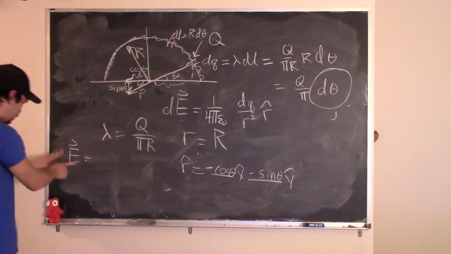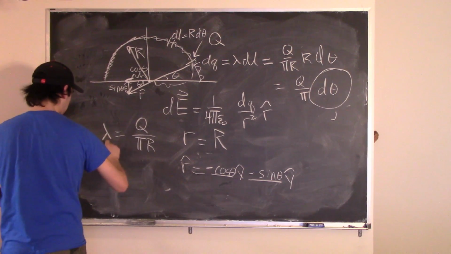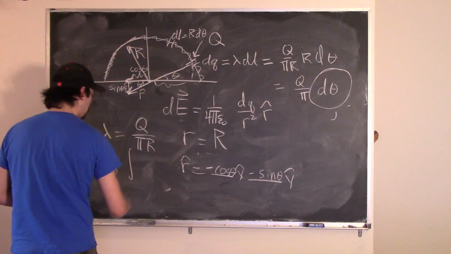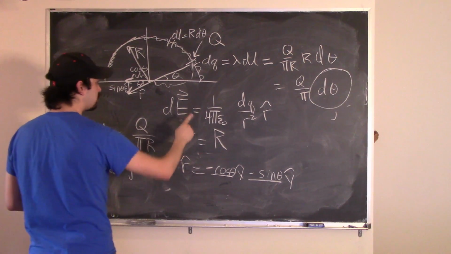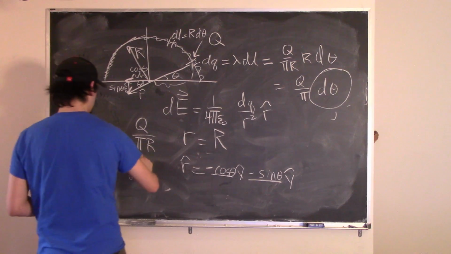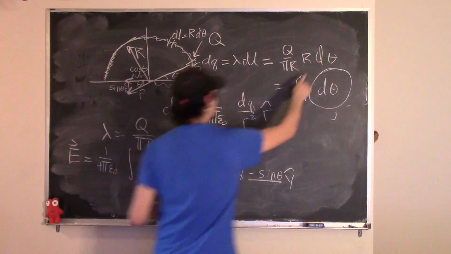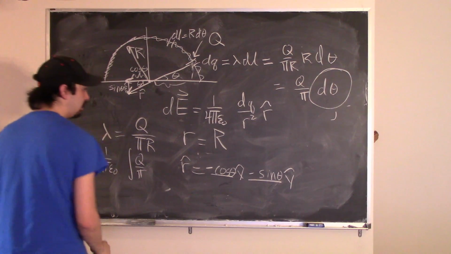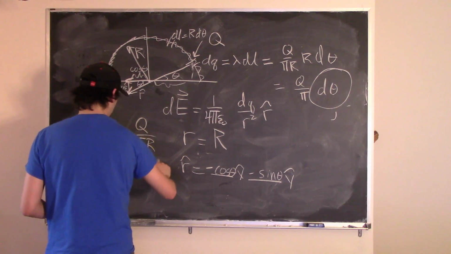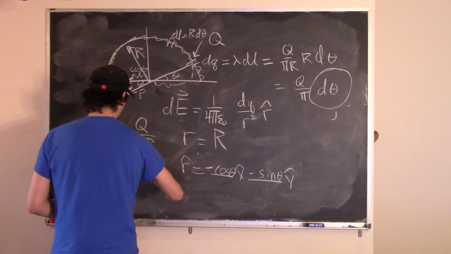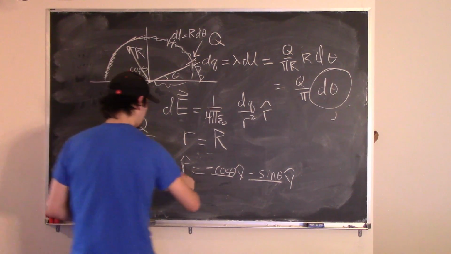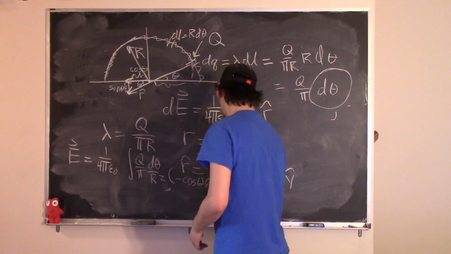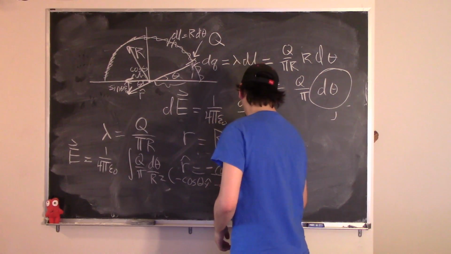Okay, so E vector is going to be equal to 1 over 4 pi epsilon naught times the integral of lambda, which is this term here, so this is going to be q divided by pi times d theta divided by r squared times r hat. And this is times minus cosine of theta x hat minus sine of theta y hat.